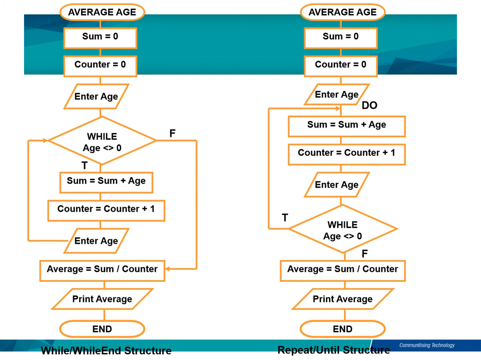Can you spot the differences between while and do while loops? Here is the example of the while loop. Here is the example of the do while loop, or repeat until structure. In the while loop, we do the checking first before it executes all the statements inside the loop. Compared to that, the do while will execute the statements first before it does the checking. Remember that we have a checking at the end, so we have the input that will be reflected in the condition that we implement.